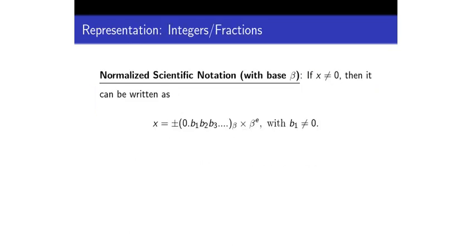So the very first thing is that because you are going to work with a computer, you need to understand how the integers or fraction numbers are represented within a machine. So the normalized scientific notation, here with the base beta. Beta could be any number greater than one.